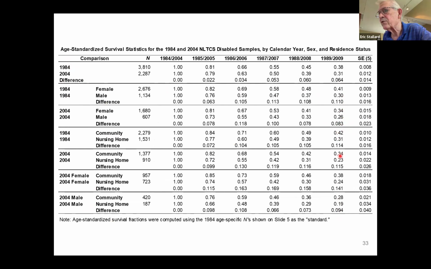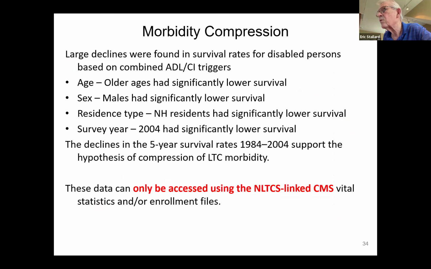So large declines were found in survival rates for disabled persons based on this combined ADL cognitive impairment trigger. Now that might almost go opposite to what people would expect, which is somehow that people at a particular level of disability would survive longer later.